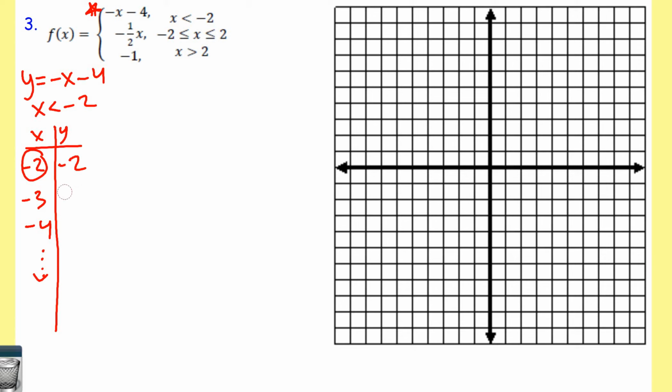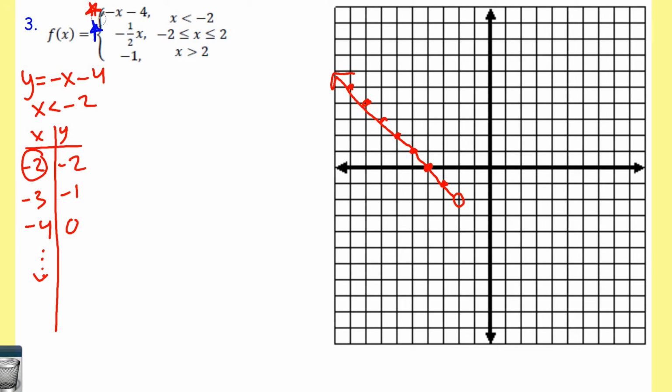Plug in negative 3, negative 1, negative 4, 0. So negative 2, negative 2, negative 3, negative 1, negative 4, 0. And it's going to continue in that direction, and that makes sense because it's a negative slope, negative 1 slope. And there we go. And again, I can make my points so I can make it look better, more exact.